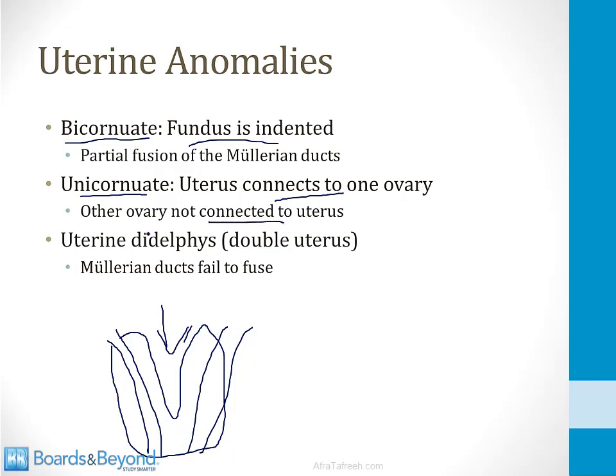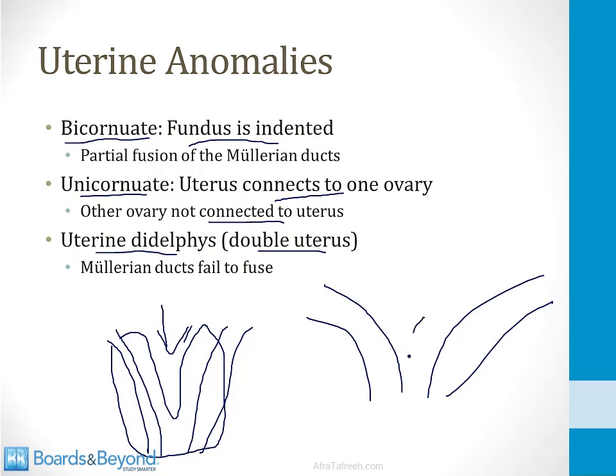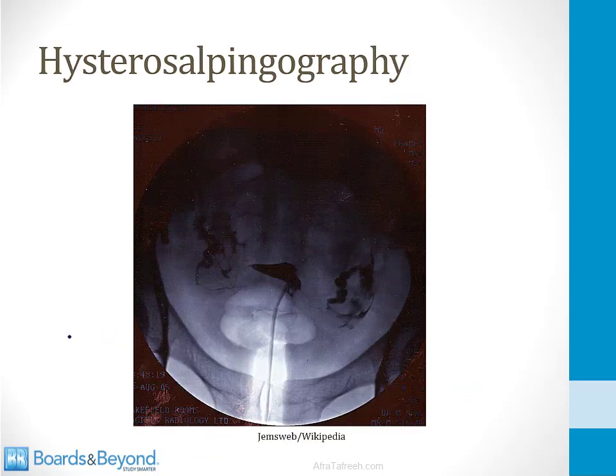And then finally, there's a condition called uterine didelphys or double uterus, where the Müllerian ducts fail to fuse whatsoever, and there are basically two separate uterus structures. So there's one on one side that goes over to one fallopian tube, another on the other side, and they're not connected at all by any tissue in the middle. And the way these conditions are usually diagnosed is by what's known as hysterosalpingography. This is where you inject dye into the uterus and you see the shape of the uterine cavity. That's what's shown here on the screen.